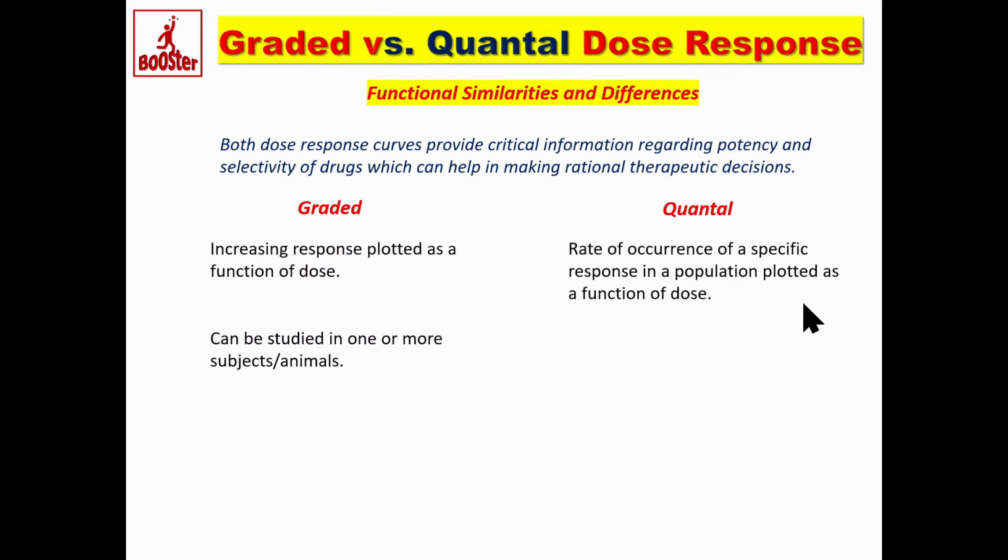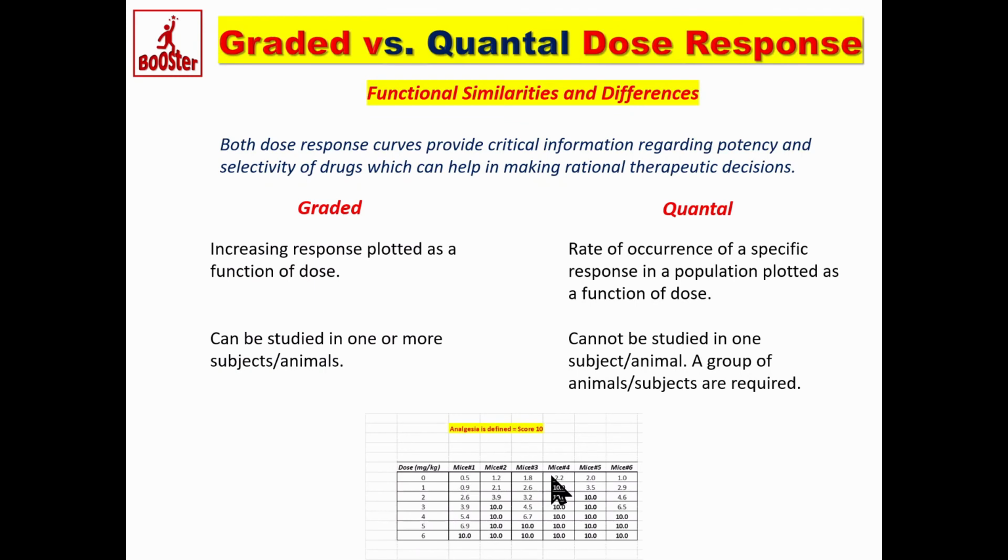But in the quantal dose response curve, you cannot do that in one animal or subject, because by definition, you're looking at the effect in a given percent of a population, right? So this cannot be studied in one animal or subject. You need a group of subjects or animals. For example, we'll look at the same data set. Let's assume that you take only one animal out of whatever animals you want to look at. Let's take this animal. You see that with an increase in dose, you still see an increase in response.